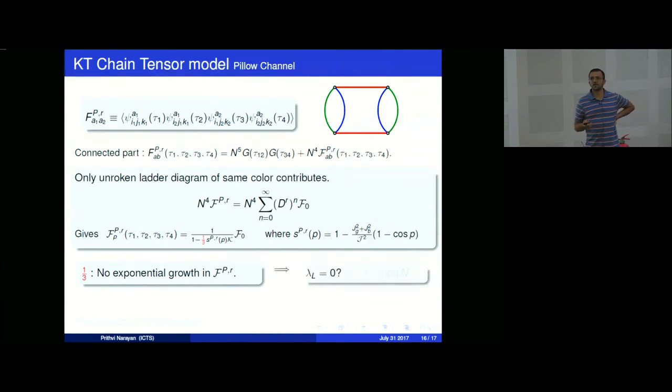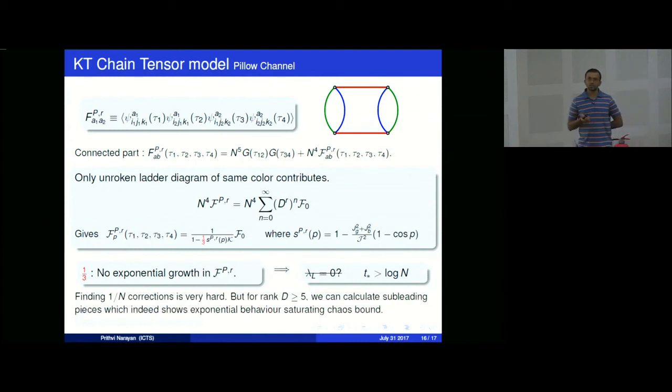You might think this tells you that the Lyapunov exponent is 0, but that's too fast. What one should say is that the exponential behavior has not yet set in. This is telling you that the scrambling time, the time at which the exponential behavior sets in, is bigger than log n. That is the ratio between these two terms. In fact, in a very particular case we could do slightly better, which is not for this. This is rank 3 tensors, where there are 3 indices.